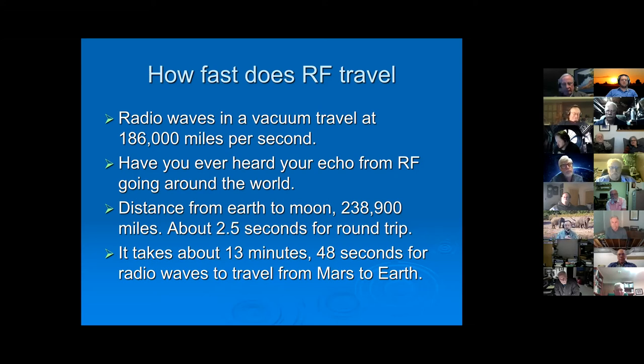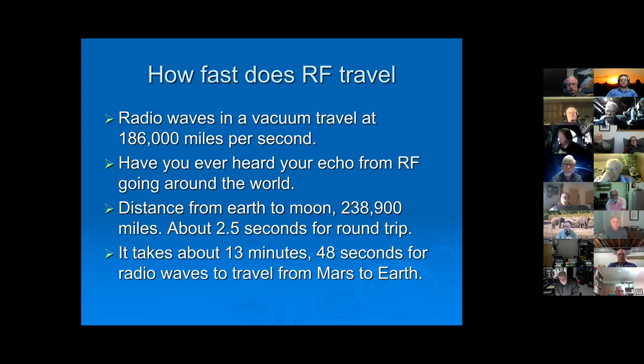So radio waves travel through a vacuum at 186,000 miles per second. Have you ever heard your echo from RF going around the world? I don't know if you've ever tried calling CQ. When you finish calling your CQ, you turn your receiver back on and you hear the tail end of you calling CQ coming back around the world. So it actually takes a little bit of time for that to happen. I think it's about a quarter of a second or something like that that you end up hearing the time.